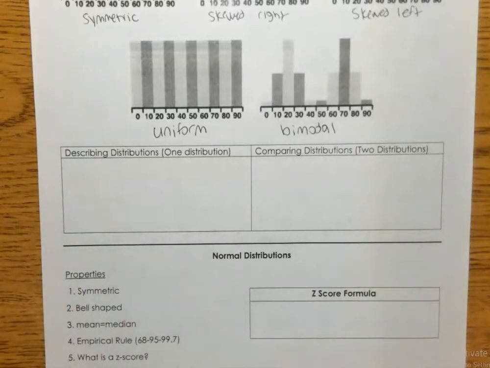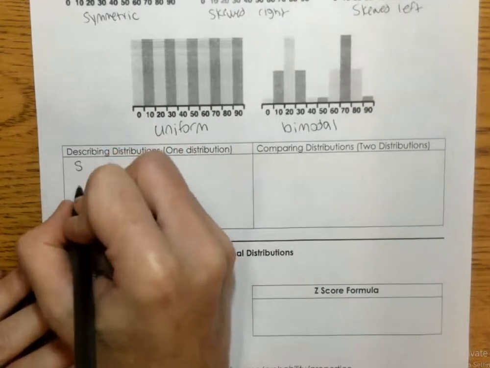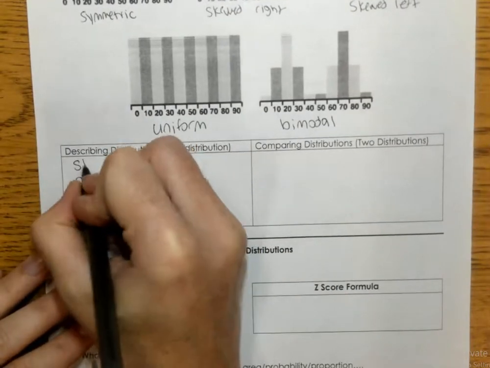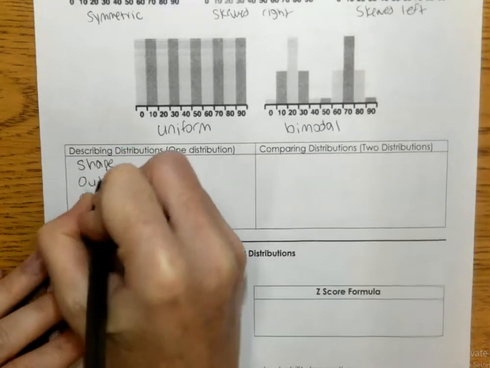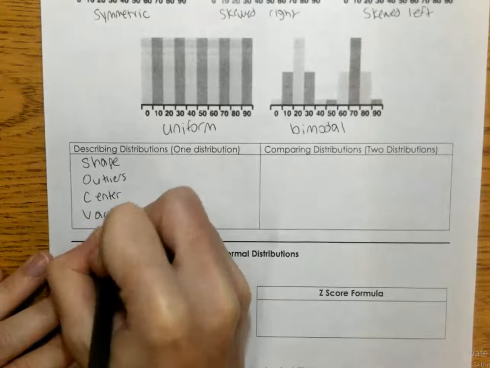All right, whenever you are asked to describe distributions, there's four things you need to talk about. What should you talk about? Shape, outliers, center, and variability.